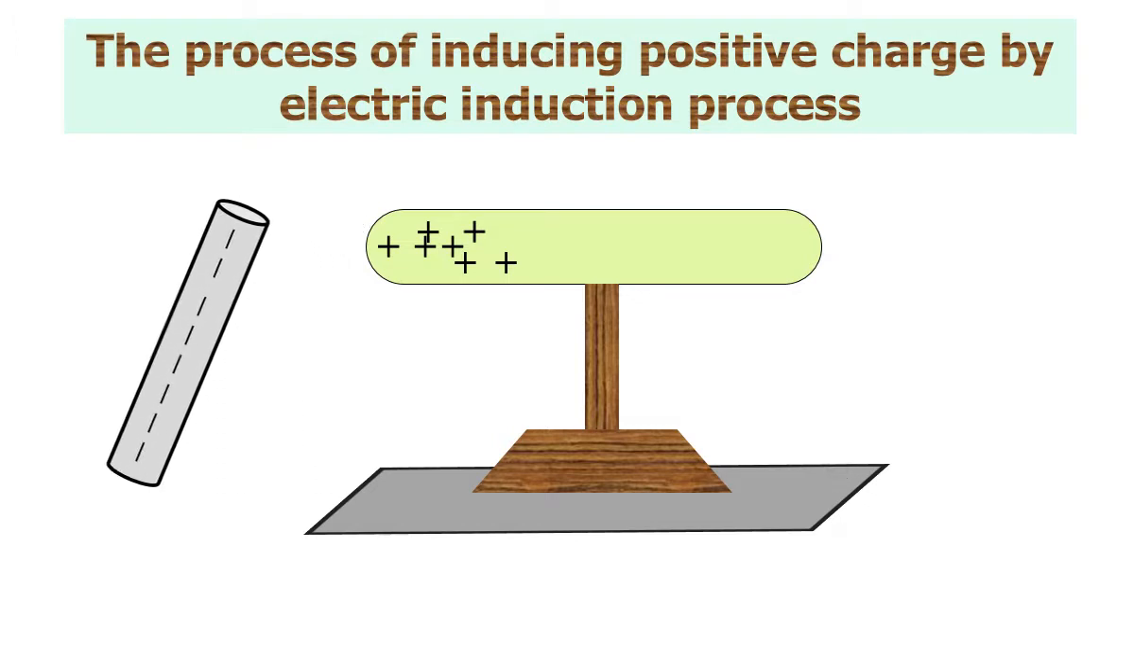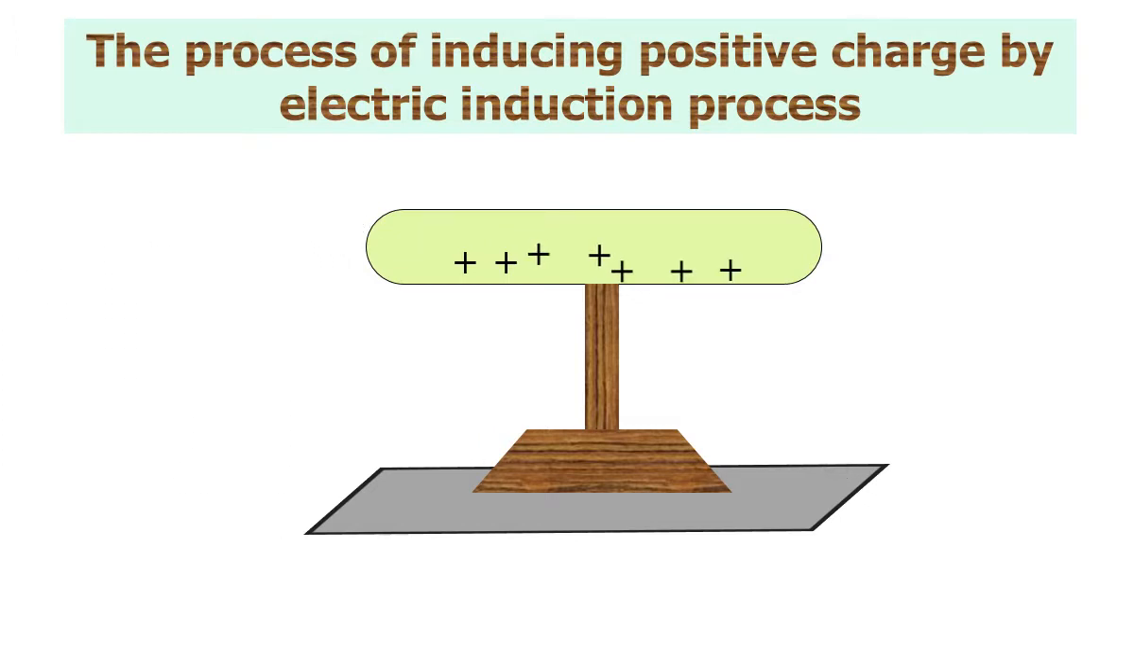And if we remove the wire and the charged body from that neutral body, then the positive charge will be distributed and the body will be positively charged. That is the process of inducing a positively charged body by the electric induction process.